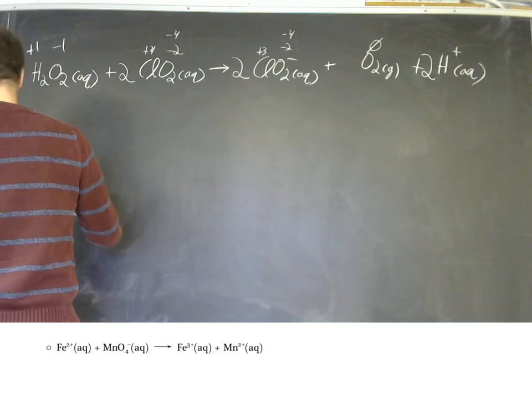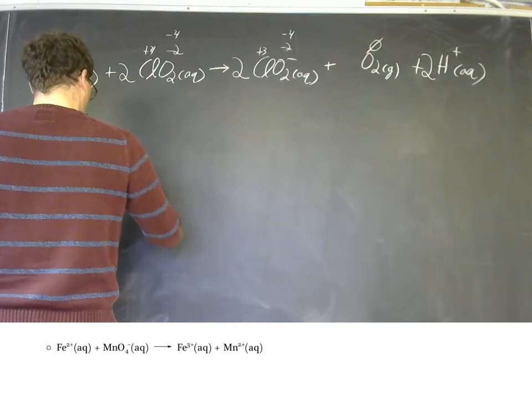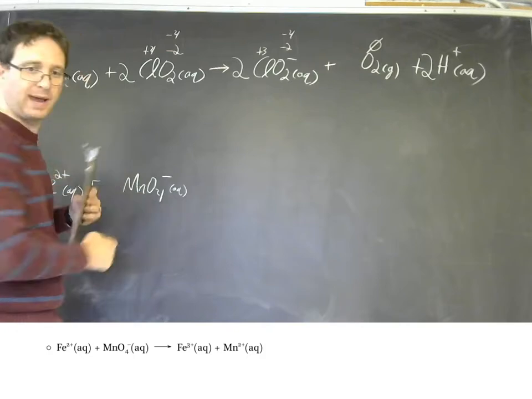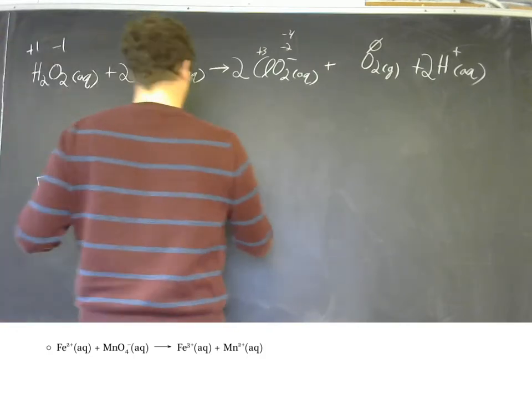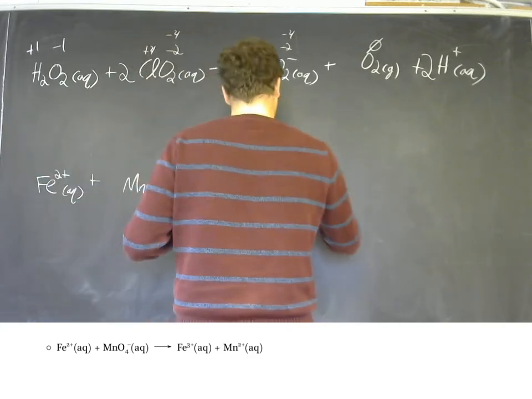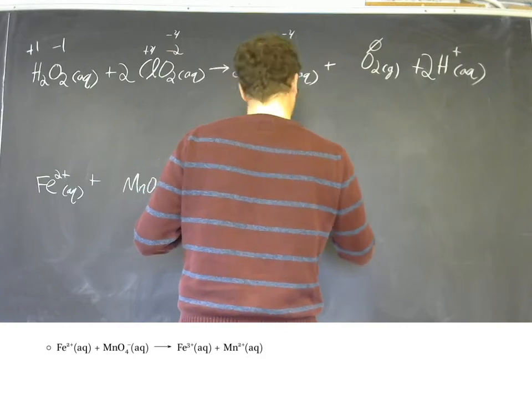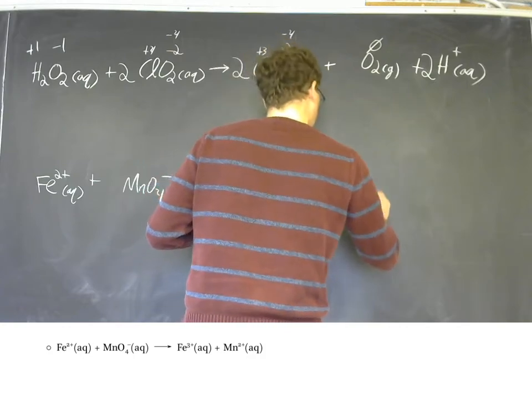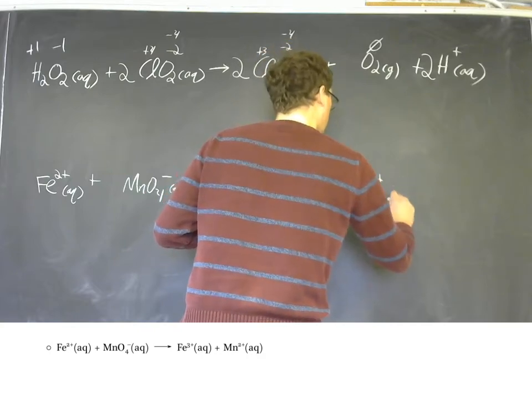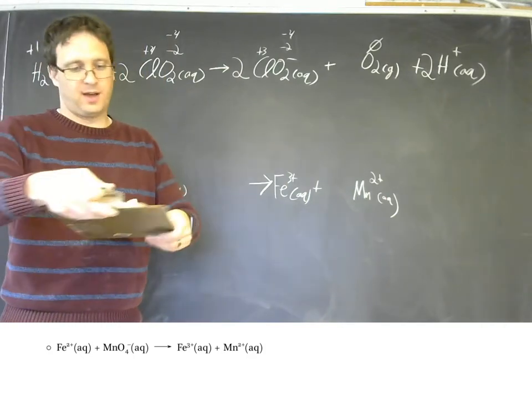So this next one is Fe2+ aqueous plus MnO4- aqueous. That's called permanganate ion. And we'll leave some space here. And we'll have Fe3+ aqueous plus Mn2+ aqueous. So we'll run through those same steps.